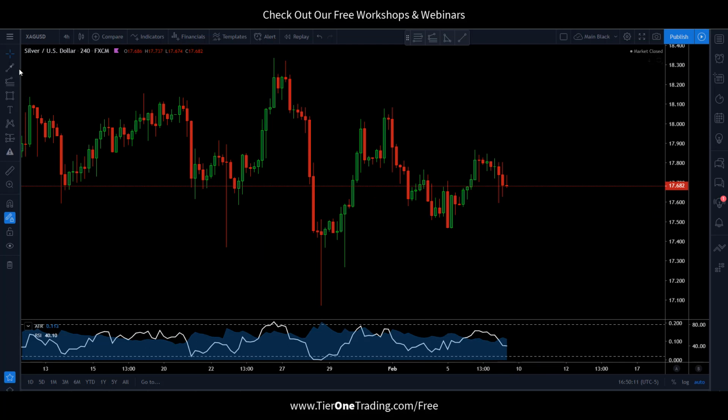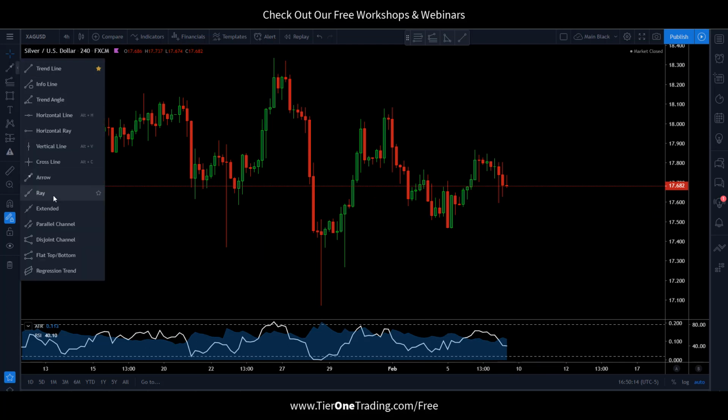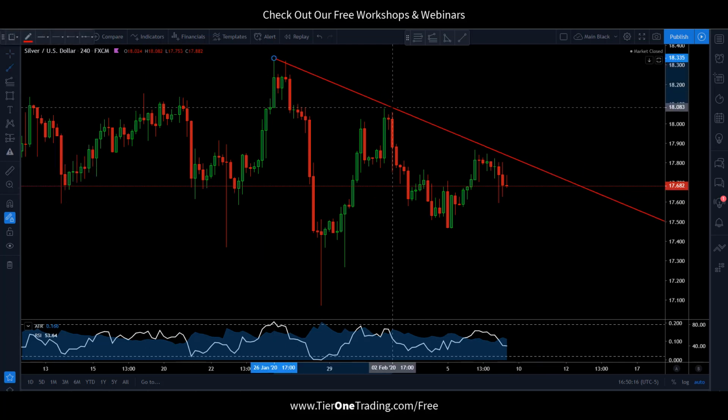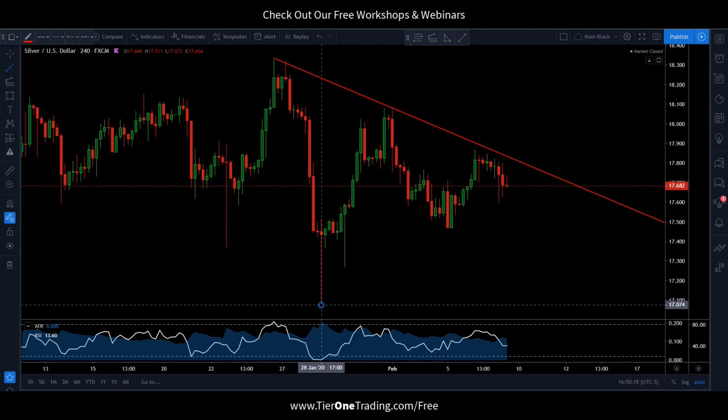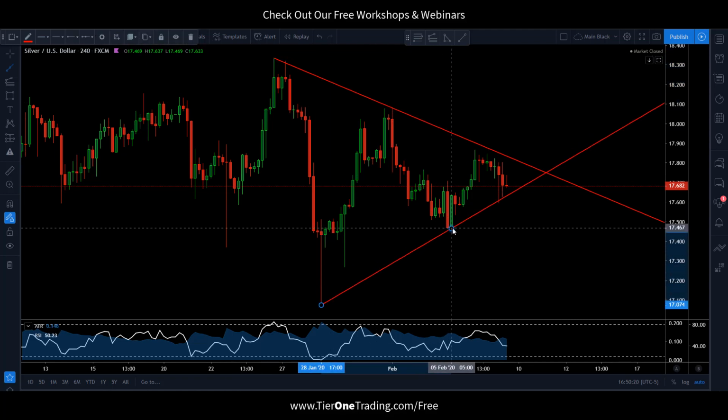And again, we're going to bring in some drawing tools. I'm a very visual person, and we'll connect the dots here. You see high to high, let's see low to low. You can see the pattern of the market coiling. It's condensing. The range is getting smaller and smaller and smaller.